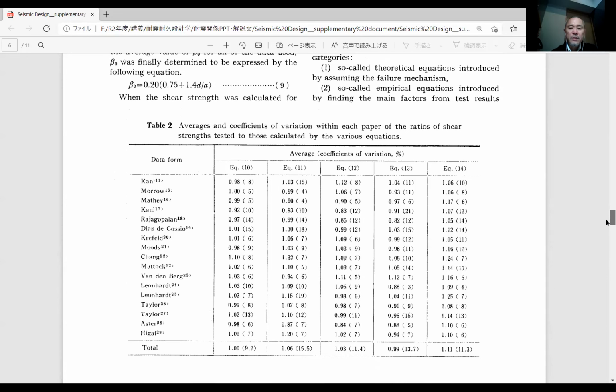That's the result of equation 10, right? Result, higher accuracy, smaller COV. But I'm asking why. That's the result. Why could they establish such an accurate equation? That's what we should learn. That's why I'm asking this kind of question.